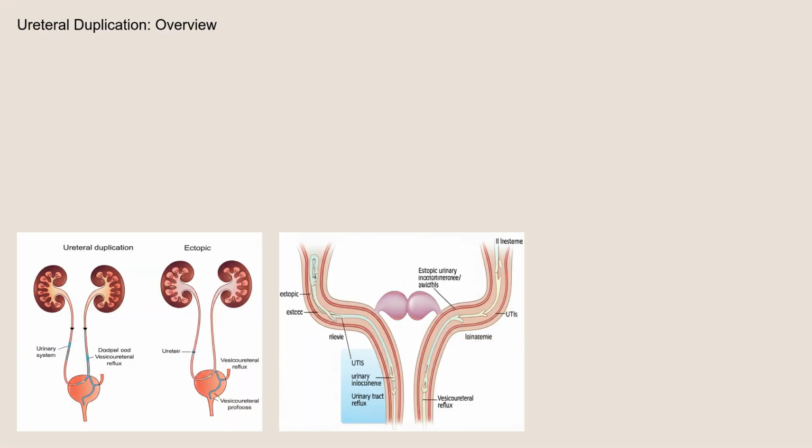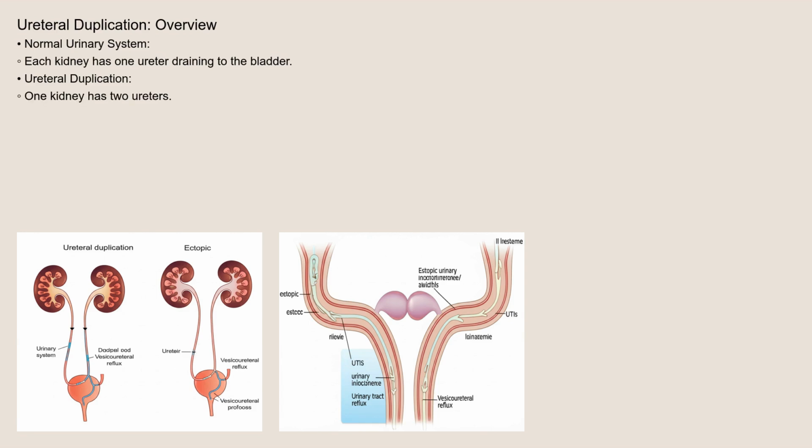In a normal urinary system, each kidney has a single ureter that transports urine to the bladder. With ureteral duplication, one kidney has two ureters. These duplicated ureters can drain into the bladder separately, or they can fuse before entering the bladder, creating a Y-shaped structure. The crucial aspect of the pathophysiology lies in how these duplicated ureters insert into the bladder.